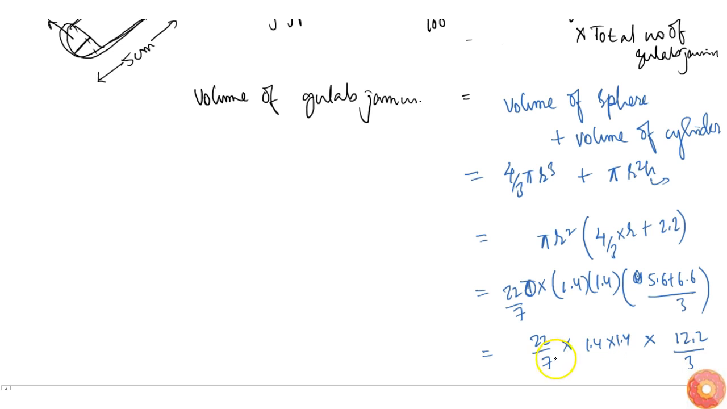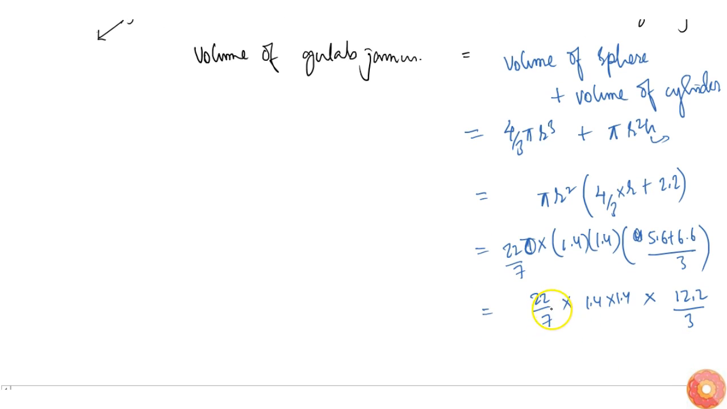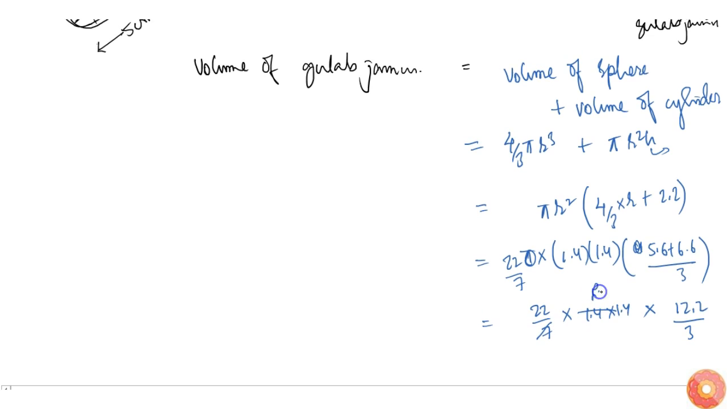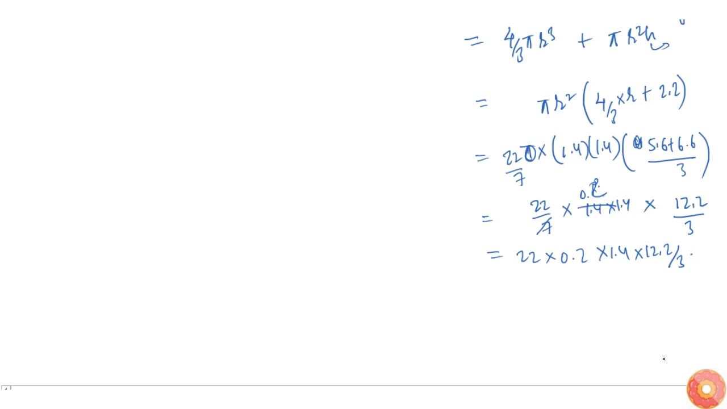So this will become 7 into 0.2 times. This is simply 0.2 times. This is 22 into 0.2 into 1.4 into 12.2 whole by 3. So this is the volume of gulab jamun.